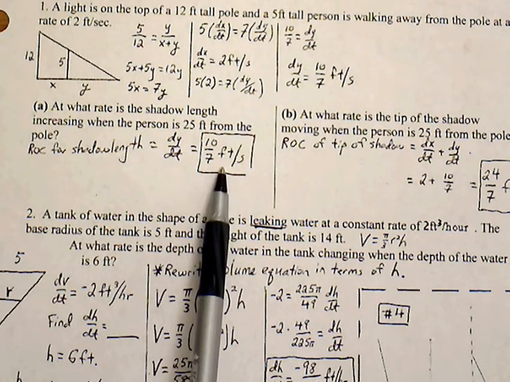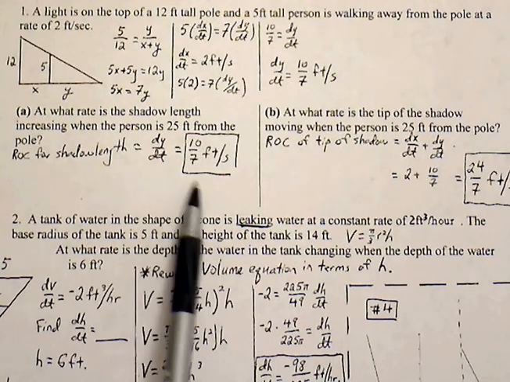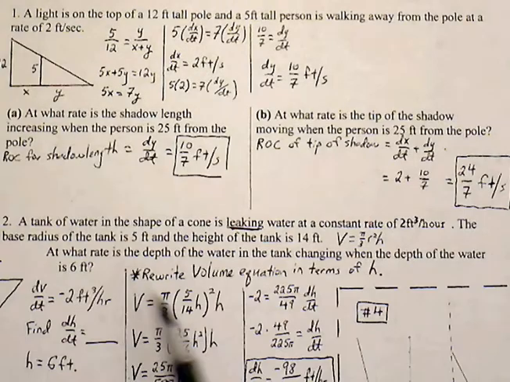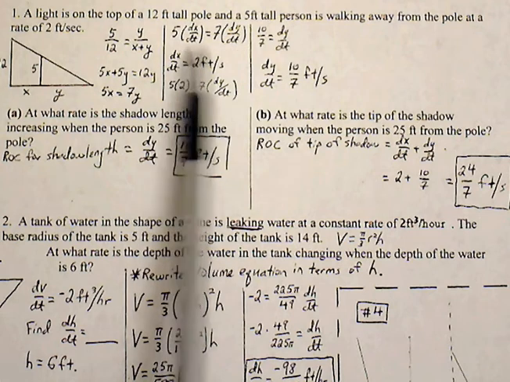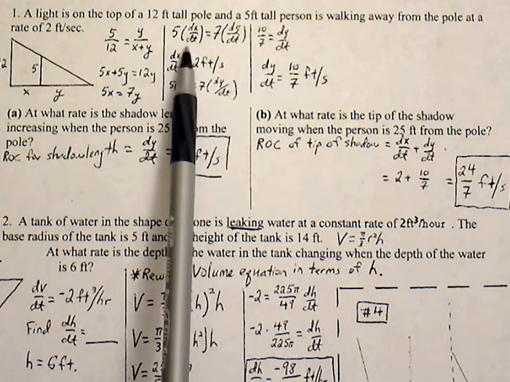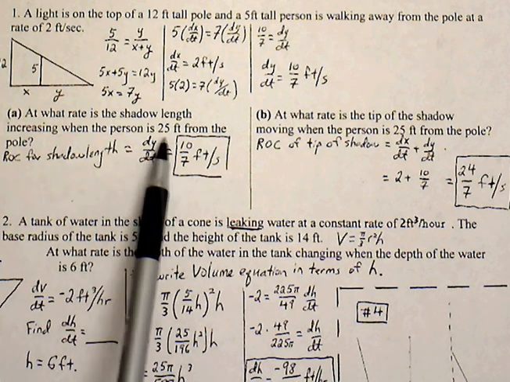Notice that this 25 is never used, and the reason why is if you look at our differential equation, once we find the derivative, x and y drop out, so there's no need for the x value to solve our problem. So this is just a distractor. It's not going to impact our answer at all.